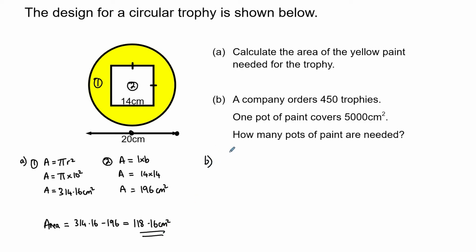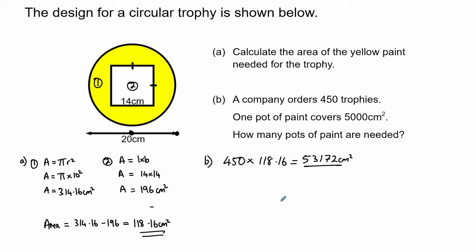Now part B goes on to say a company orders 450 trophies. One pot of paint covers 5,000 centimetres squared. How many pots of paint are needed? Okay, so we've got to figure out how much paint we actually need for all 450 of these trophies. Well, it's going to be 450 times the amount of paint we needed for one. So we're going to take that answer and times it by 450. That's 53,172 squared centimetres. So that's the area of all 450 trophies put together.